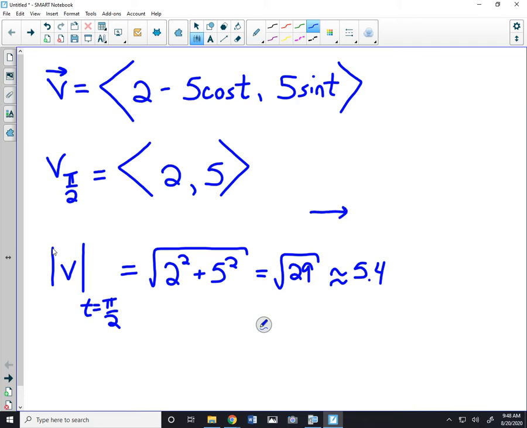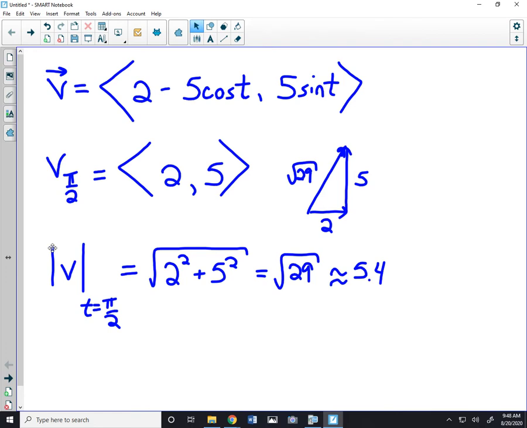So what I know about this guy running around is that at t equals pi over 2, he's got the velocity 2 to the right because it's a positive 2. If the x velocity is a negative 2, then we know he's moving to the left. His y velocity is a positive 5, so we know he's going up. If his y velocity was negative 5, we would know he would go down. So he is going up and to the right, and his speed is 5.4 or square root of 29. So that is the speed problem from last time.